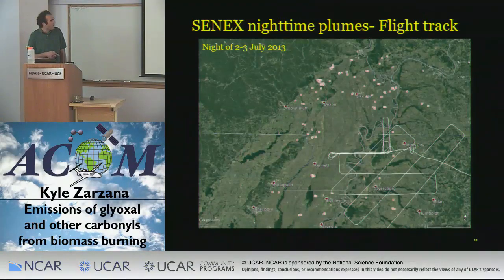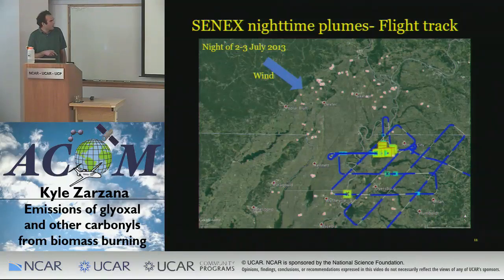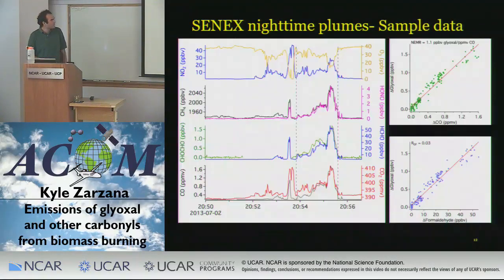If you look on the satellites, there were a lot of fires detected in the days before and after the flight in the northwest of the flight track here. And the wind was coming from the northwest, and so we ended up seeing several biomass burning plumes. So this is the flight track colored and sized by Glyoxal concentrations.